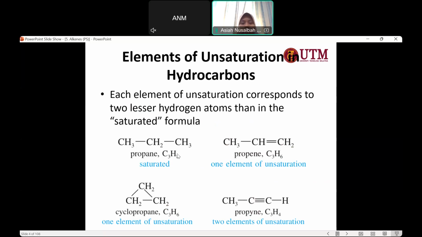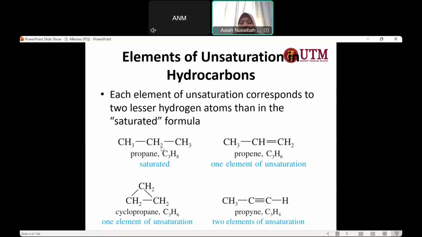Mari kita lihat the first structure here, we have propane. Prop means 3C. Ane, so it's an alkane. So kita expect it has 3C here. You can see here: C, another C, another C. So 3C. And we have here 3H, 2H, 3H. So in total C3H8. This is the saturated compound.